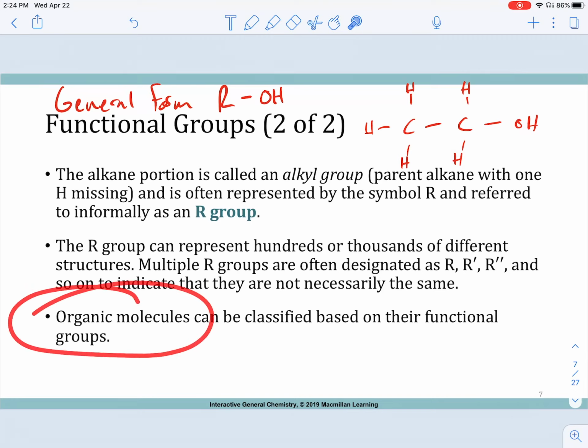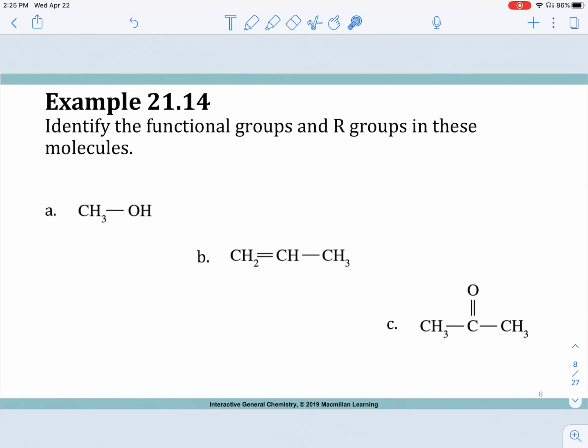So we like to name molecules given what type of functional groups they have on them. So if we look at this next one, it says identify the functional groups, not name them, just identify if they are there, and then what are the R groups in these molecules? Do you see any functional groups here, and do you see any R groups in these molecules? I do. I see some functional groups. In this molecule here, this OH group would be our functional group.